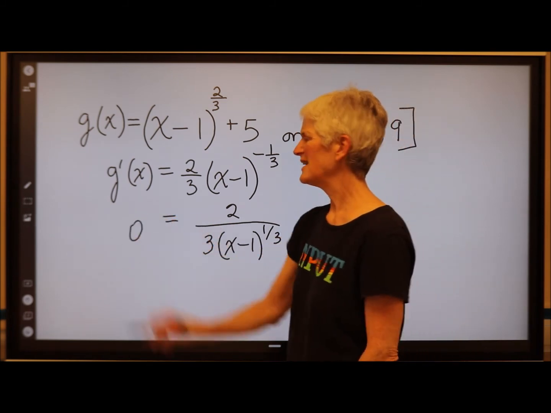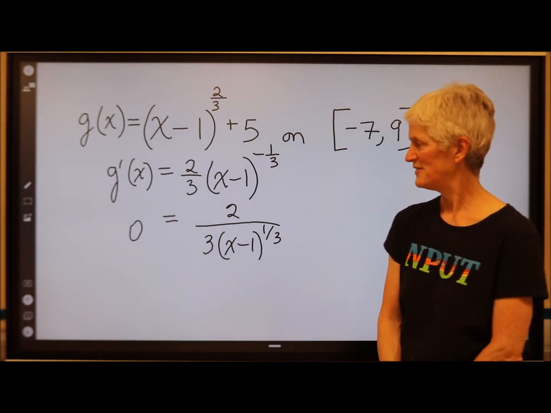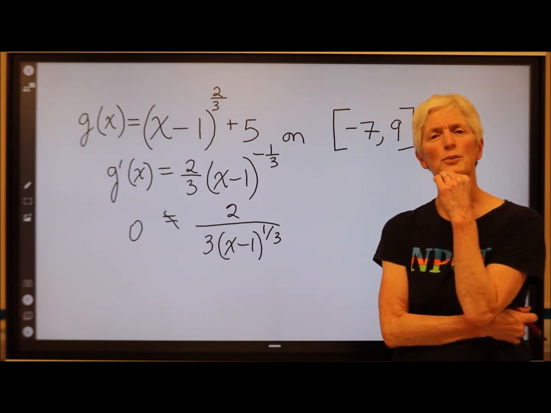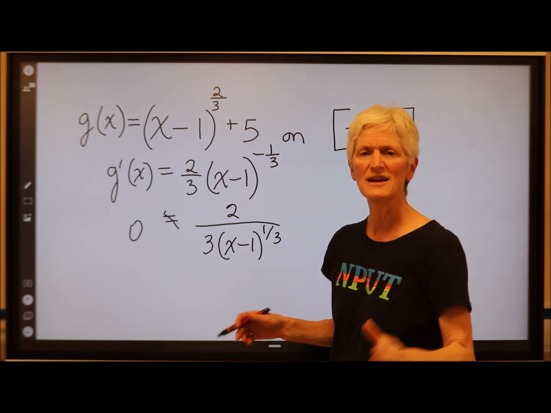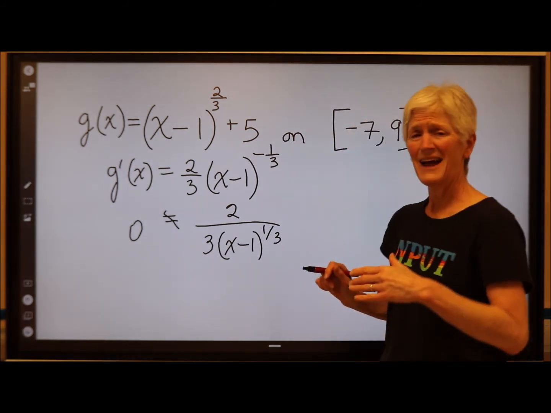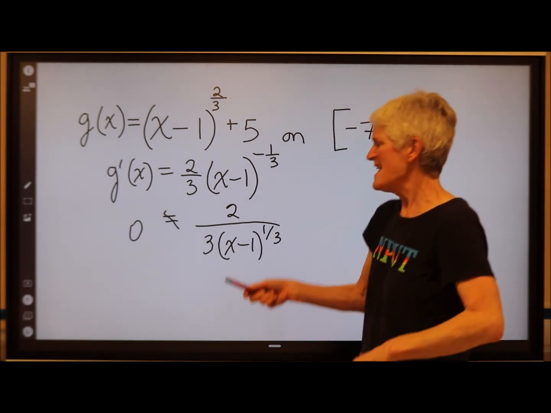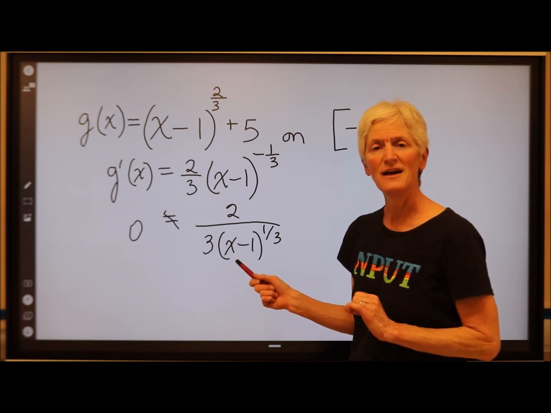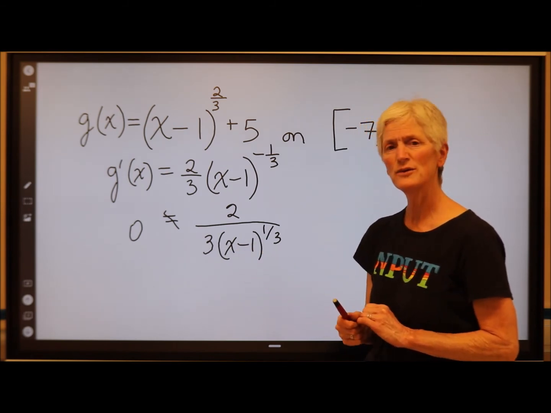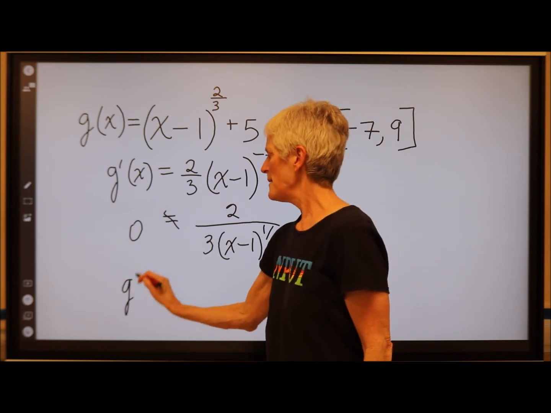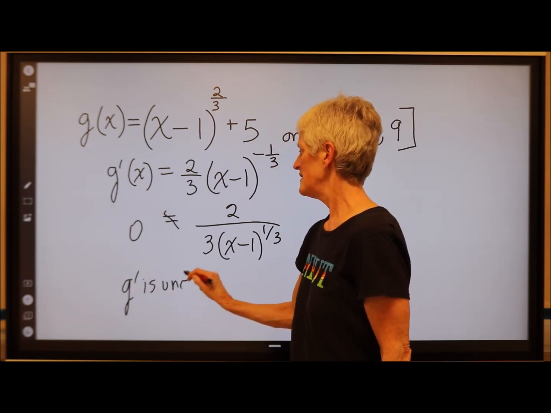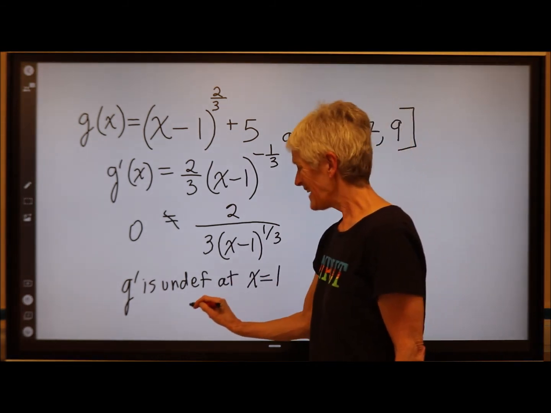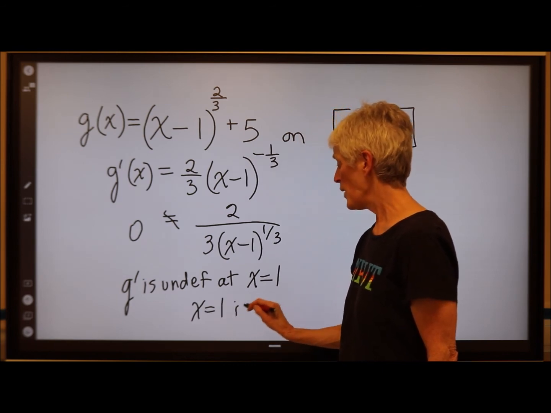Is this derivative ever going to equal 0? No, it's impossible. That derivative is not going to equal 0. So you might think, well, there are no critical points. Aha! But there is a critical point. There is a place where this derivative is undefined. Yeah, at x equals 1. G prime is undefined at x equals 1, which means x equals 1 is a critical point.